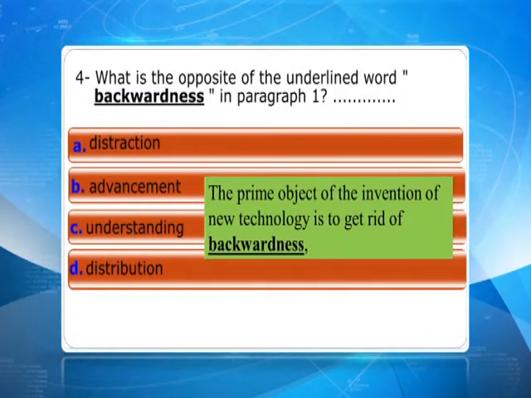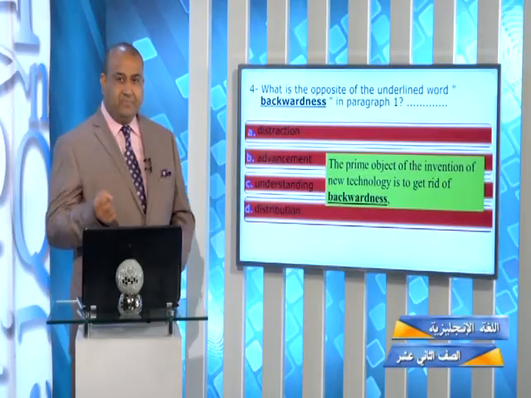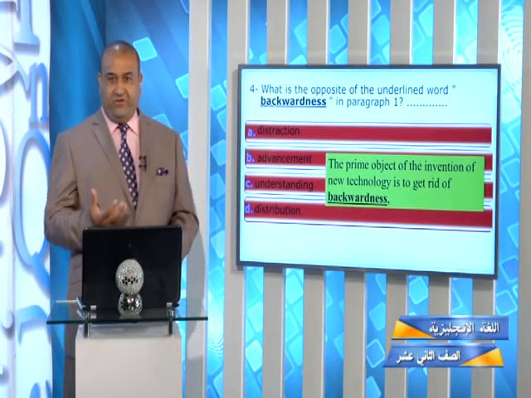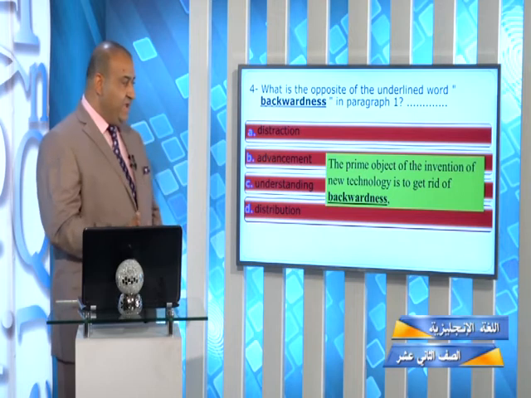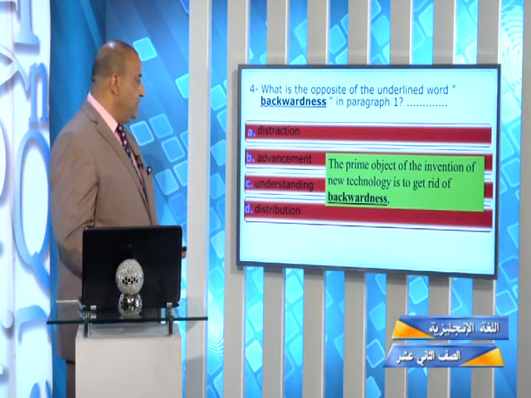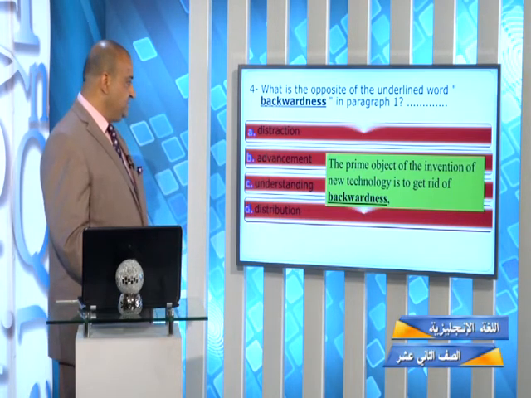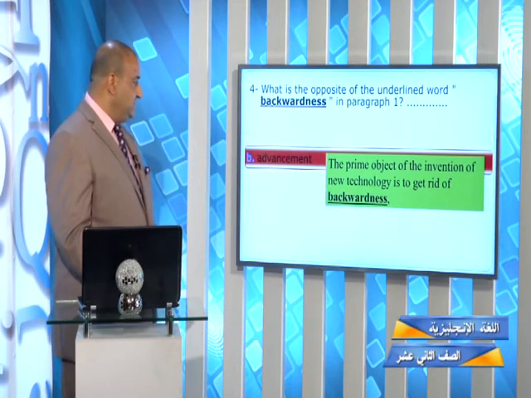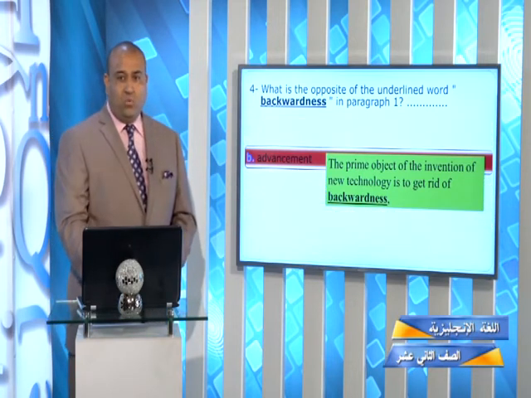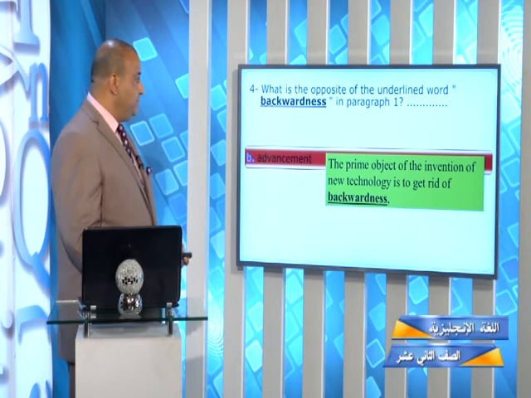Question number 4. What is the opposite of the underlined word? Backwardness in paragraph number 1. The prime object of the invention of new technology is to get rid of backwardness, which means to get rid of something which has a very negative connotation or a very negative meaning. So backwardness means distraction or advancement or understanding or distribution. It's clear that the opposite of backwardness is advancement.